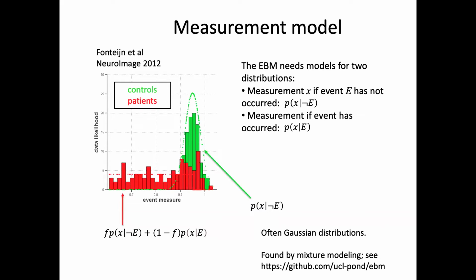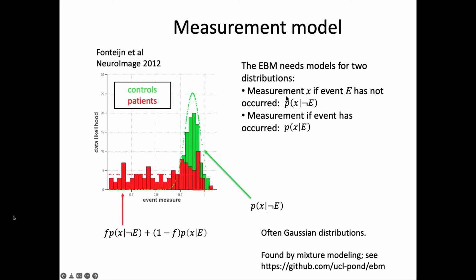And now we'll dive a little into the technical side of the model and think through how it works and how to implement it. So the first thing that we need in order to implement the event-based model is models of two underlying distributions. And those are the distributions on the values of each of the set of measurements that we make, given that the corresponding event has not occurred and has occurred.